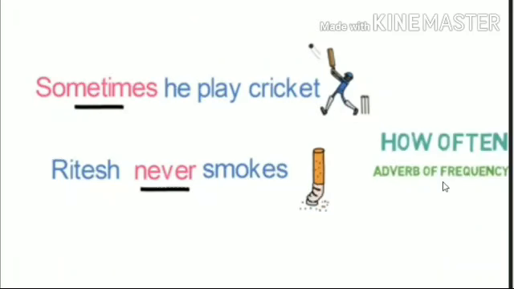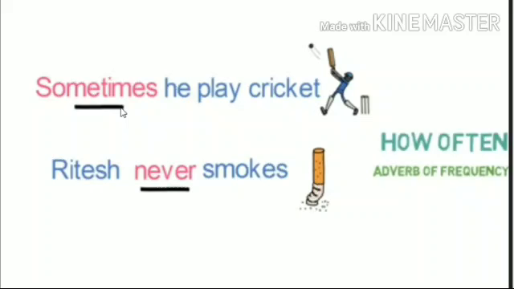This adverb tells us how often the action is happening or how often it happens. For example, sometimes he plays cricket. Here we are understanding that he plays cricket. But what is the frequency? How often does he play? He plays sometimes. So the word sometimes tells us how often he plays. So it is an adverb.